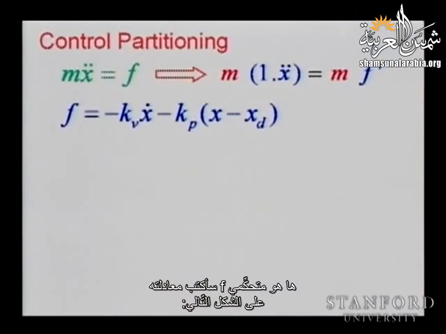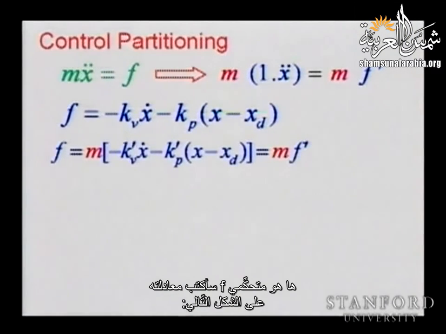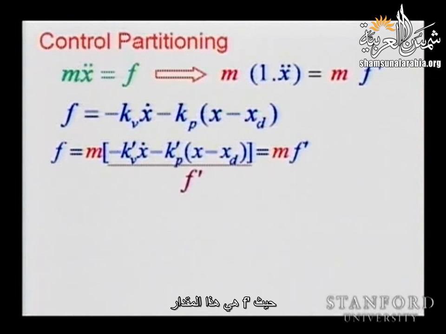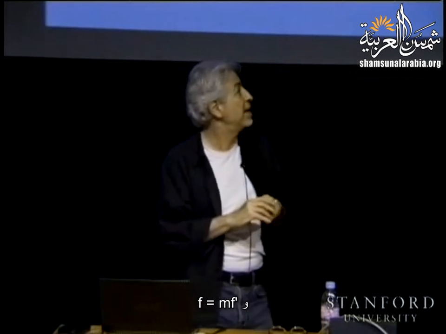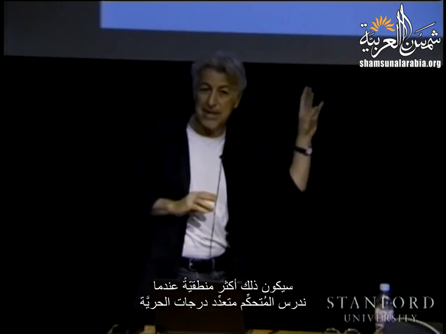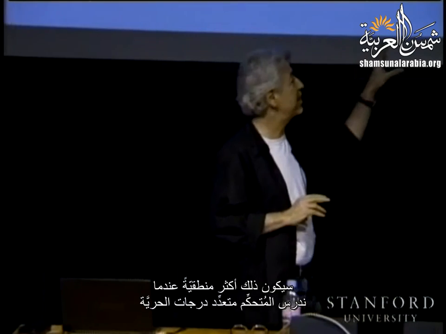So here is my controller F. I'm going to write it as M times F prime, where F prime is this quantity, a PD controller designed for unit mass. So we always denote these as primes of Kv or Kp. So when we say prime, we are talking about the unit mass system. The controller of the unit mass system, F prime. And F is M times that F prime. That will make more sense when we go to the multi-degree of freedom controller, because M becomes the mass matrix.